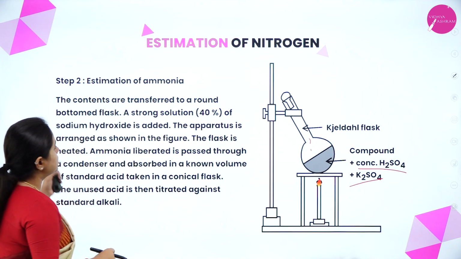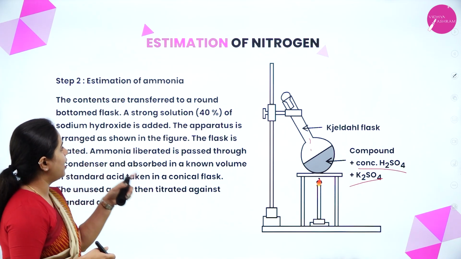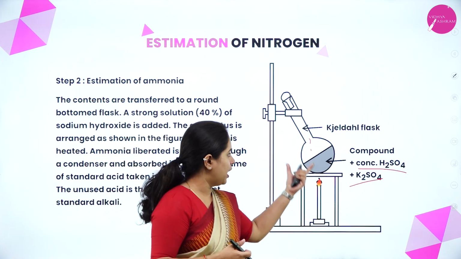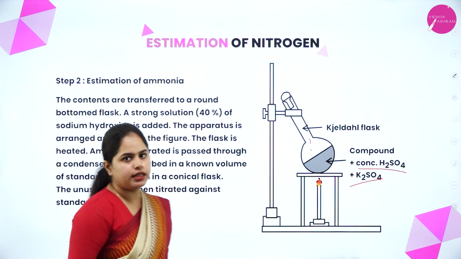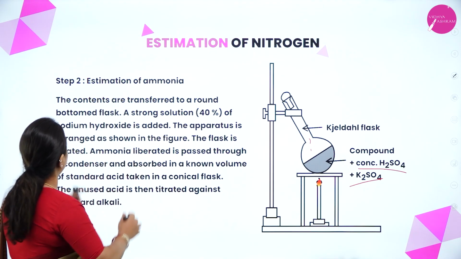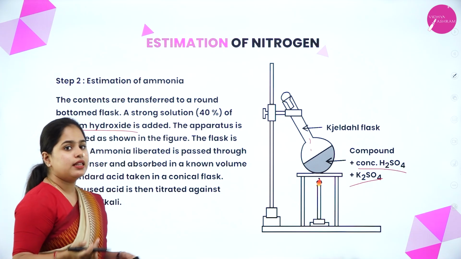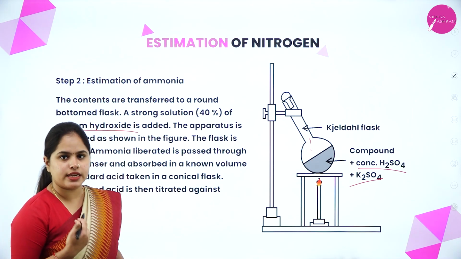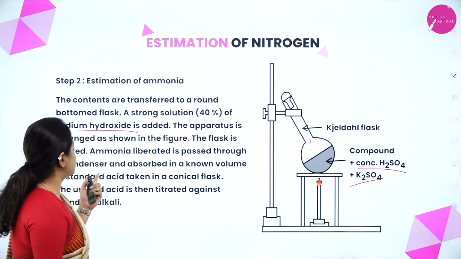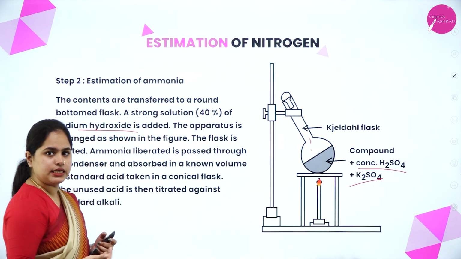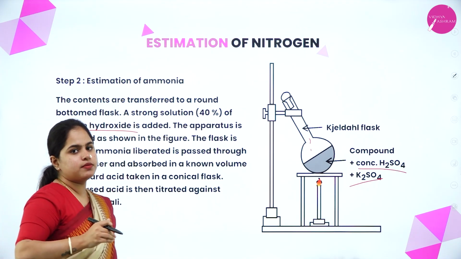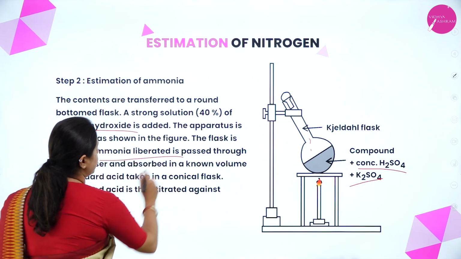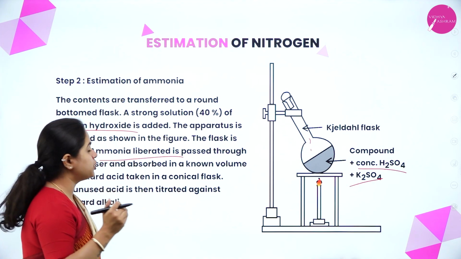Now the next step is estimation of ammonia. The contents are transferred to a round bottom flask. Once this step is done, we transfer this to another solution containing a strong solution of sodium hydroxide. The organic compound, which now contains ammonium sulfate, is reacted with excess of sodium hydroxide. Now the apparatus is arranged and the flask is heated. Ammonium sulfate plus sodium hydroxide is heated, and the ammonia is liberated, which is passed through a condenser.